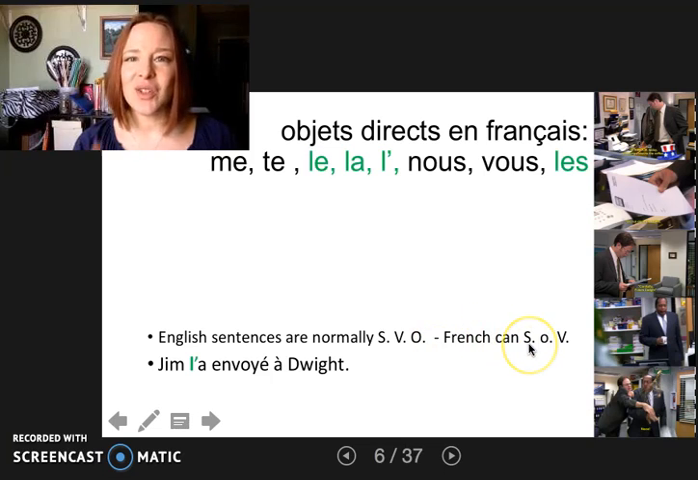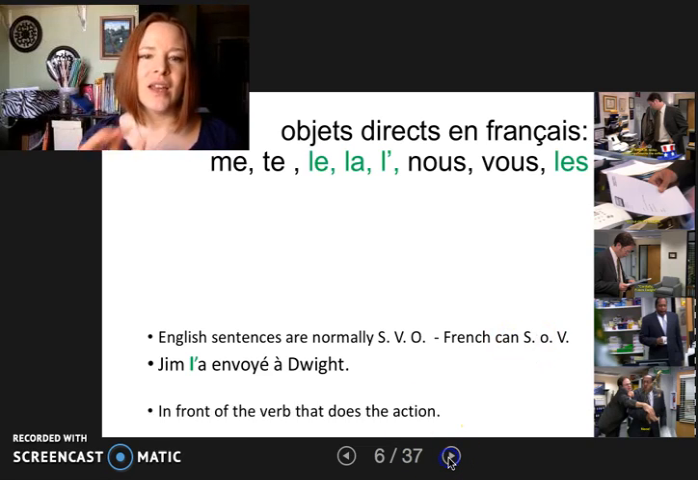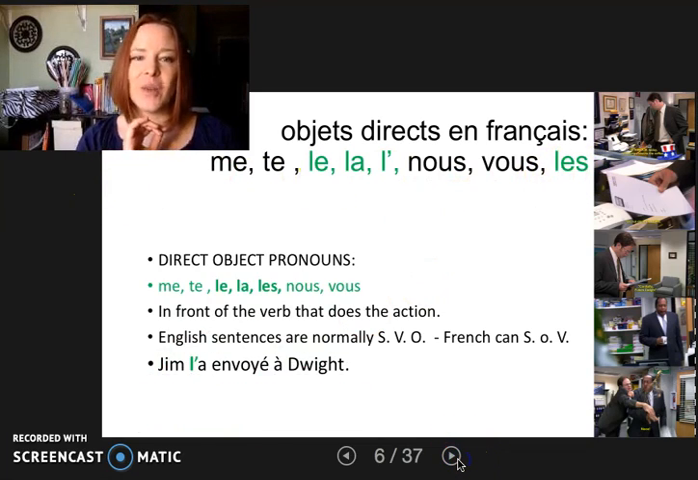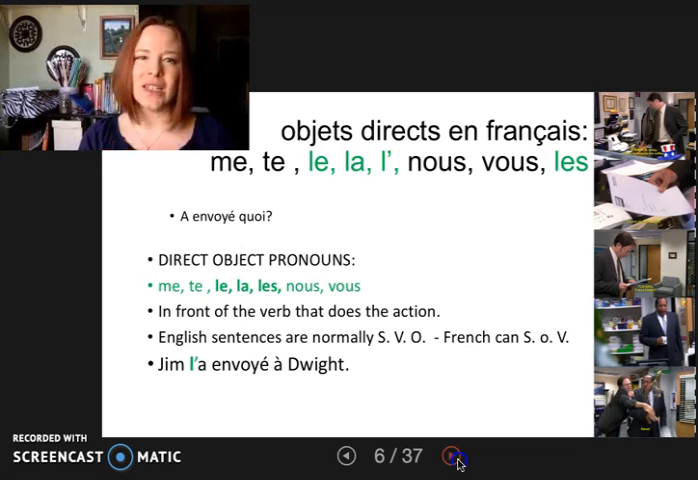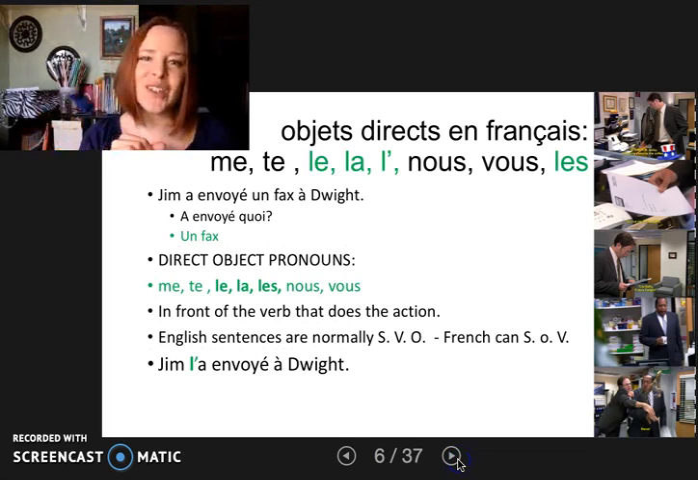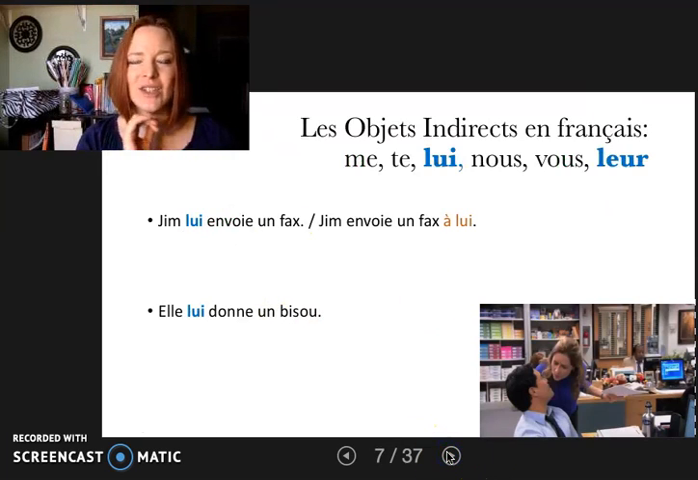Well, in French, they can do this thing where we put that object in front of the verb. So if I see a verb and something that looks like an object, I know that it's either a direct or indirect object. So here I know that l'apostrophe is a direct object because this is my list and that it's in front of the action and that those are my pronouns. So then what could l'apostrophe mean? He sends what? A fax. So if I want to deconstruct or reconstruct that whole sentence, I know that it means he sent a fax to Dwight. He sent it to Dwight.